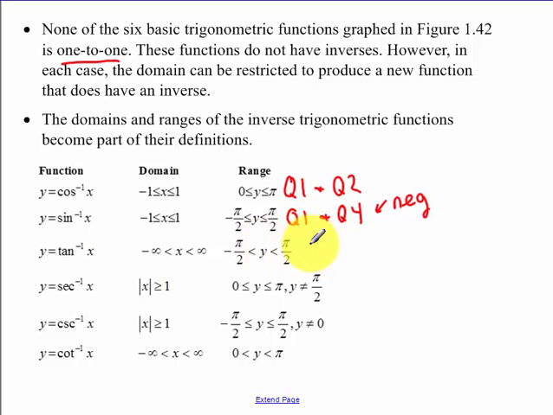And then inverse tangent's the same thing. Honestly, we don't see a lot of the inverse of the reciprocal functions, so I wouldn't worry too much about those. But you need to know this. This is probably one of the most missed things that I find.